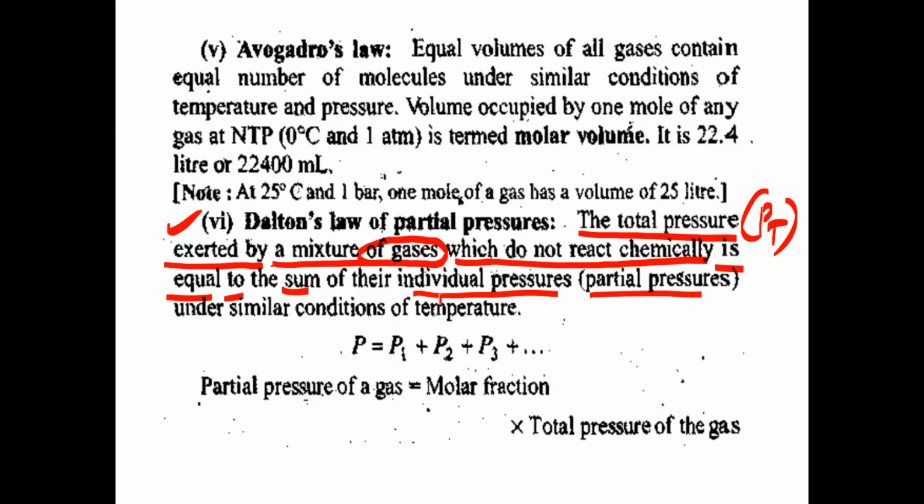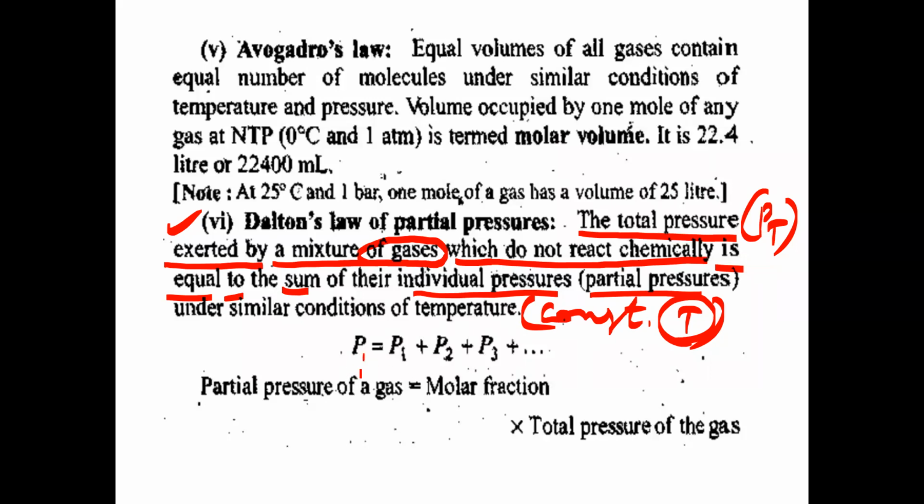Under similar conditions of temperature means what? Constant temperature. Constant temperature means what? Isothermal condition. Okay, what is constant here? Temperature is constant in this case. Is that clear? So constant temperature we have taken, right?